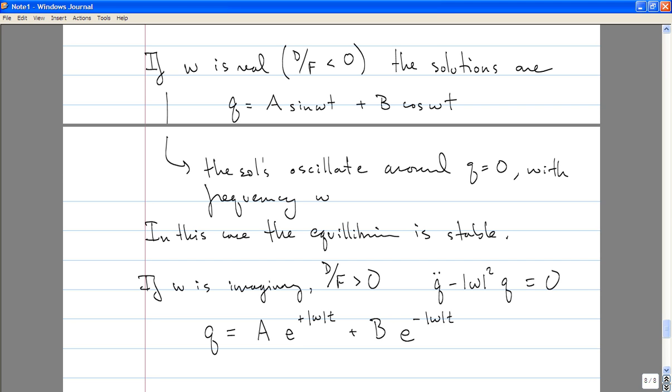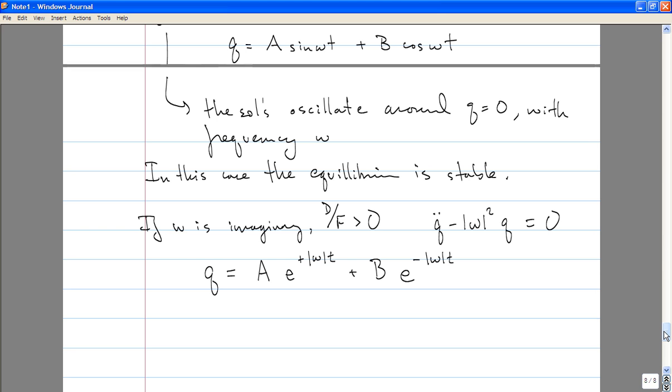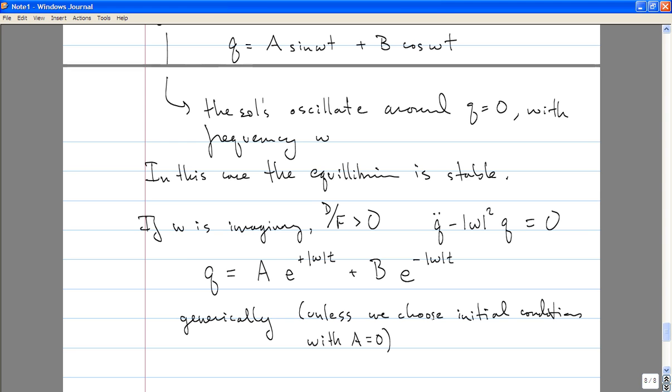But the point is that generically, which is to say, unless we consider the very, very, very special initial conditions where a is equal to 0, then the perturbation grows in time. And this is therefore called an unstable equilibrium point.